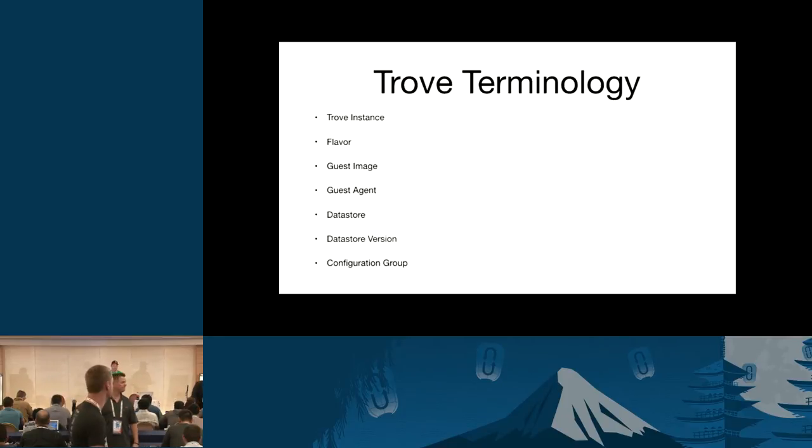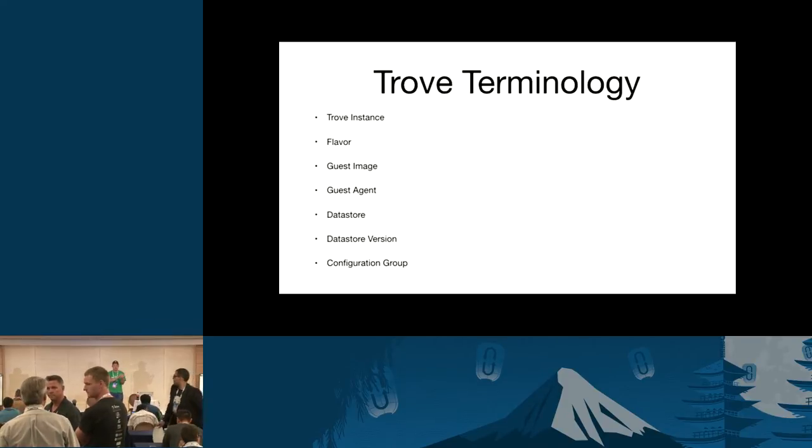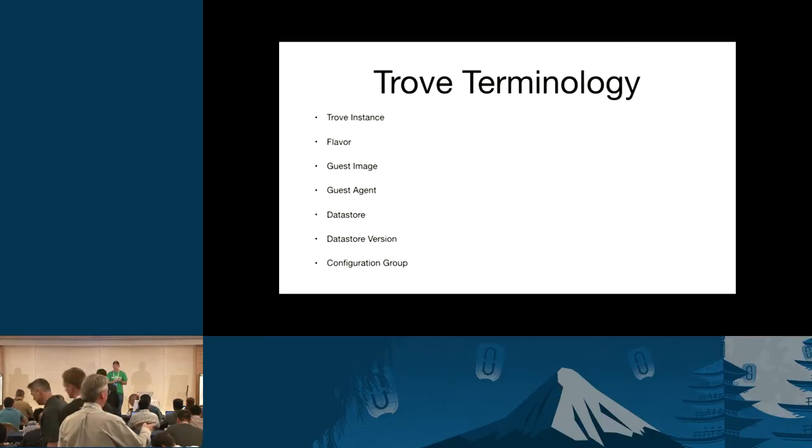There's a notion of a flavor, same as within Nova. It's actually using those same Nova flavors, which constitute the RAM and the disk size. The guest image: we have a unique guest image for each one of our data stores that helps you provision. The guest image is just a Glance image that contains the guest agent already on there. You can also pre-install your data store, which may be MySQL, maybe Redis, maybe Mongo, maybe other data stores.